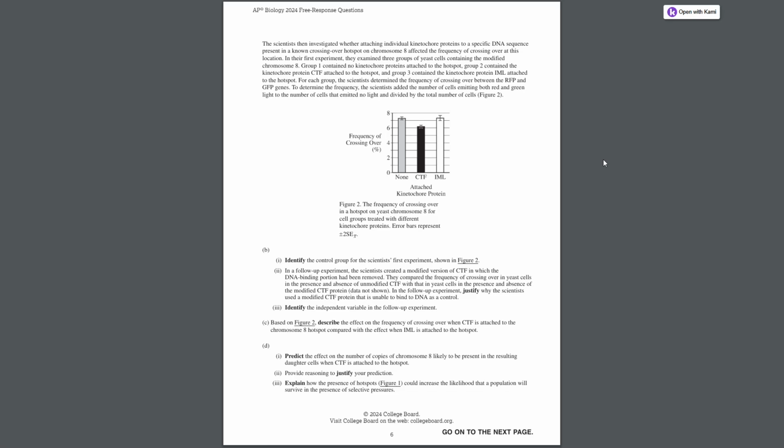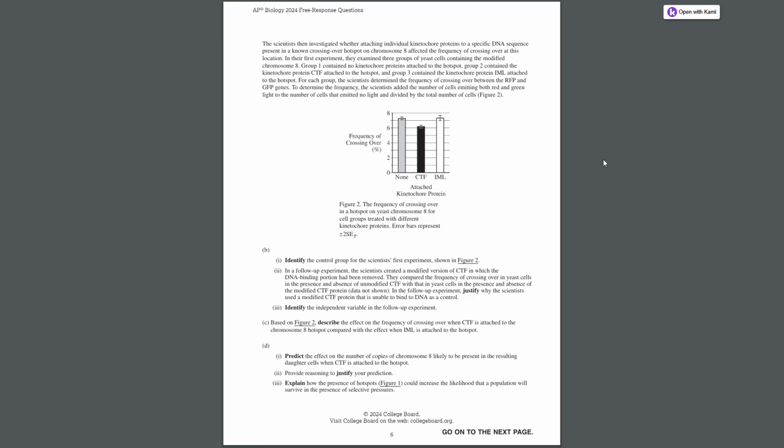to the hotspot. For each group, the scientists determined the frequency of crossing over between the RFP and the GFP genes. To determine the frequency, the scientists added the number of cells emitting both red and green lights to the number of cells that emitted no light and divided by the total number of cells. B1 is asking to identify the control group for the scientist's first experiment shown in figure 2.